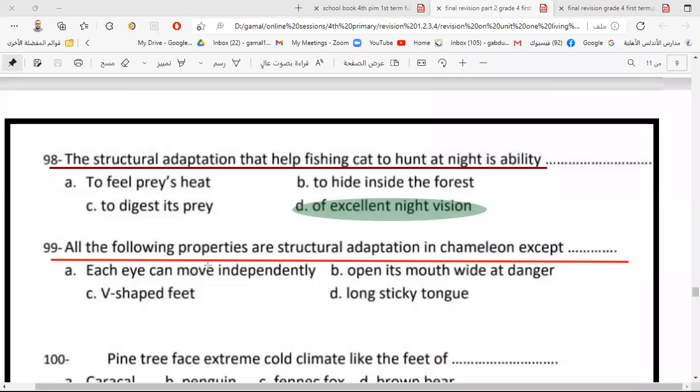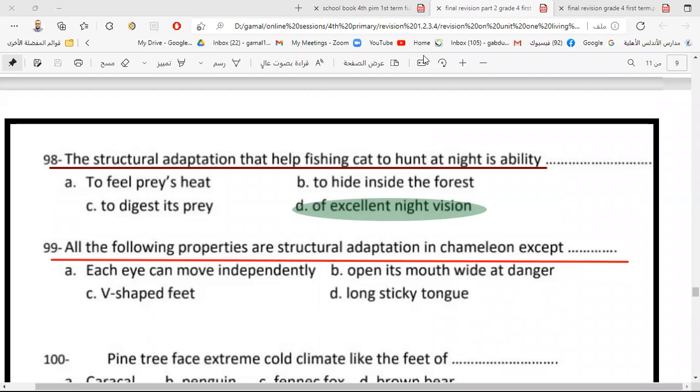All the following properties are structural adaptations in the chameleon, except. كلهم structural adaptation ما عدا حاجة واحدة بس behavioral adaptation. Each eye can move independently. كل عين بتتحرك لوحدها. Open its mouth wide at danger. هنا في behavioral adaptation. لكن each eye move دي تعتبر structural adaptation. V-shaped feet تعتبر structural adaptation. Long sticky tongue, structural adaptation.